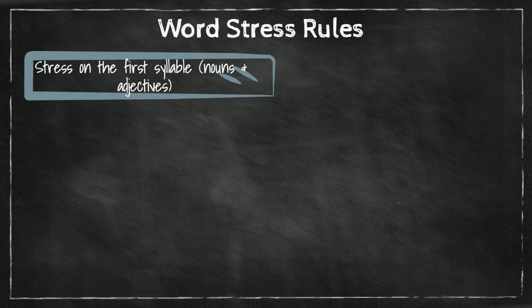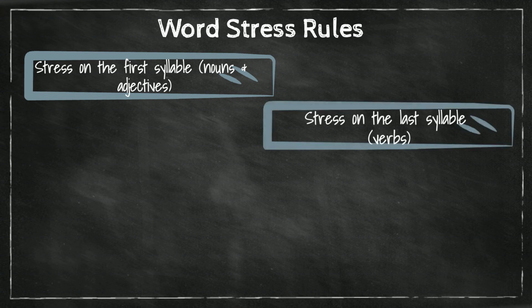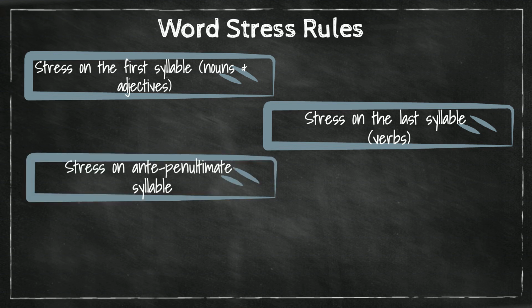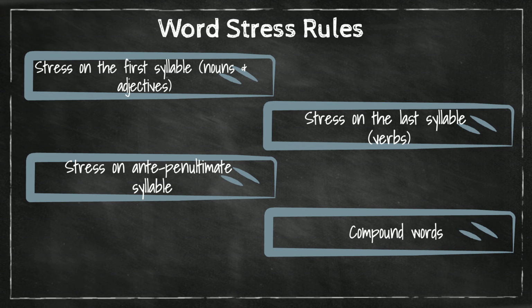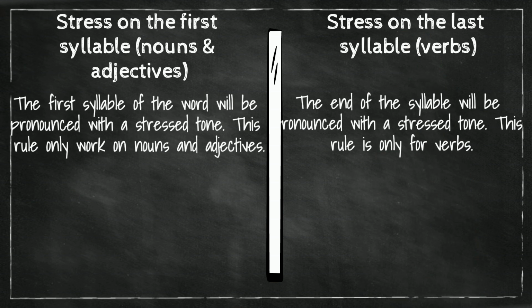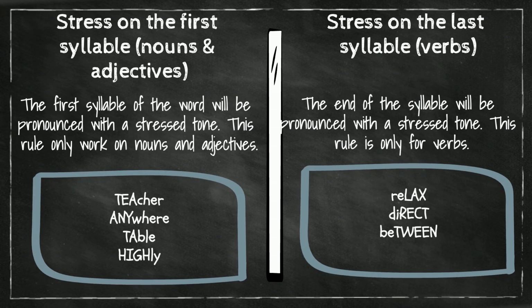Word stress rules. There are 4 word stress rules. The first one is stress on the first syllable for nouns and adjectives. Secondly, we have stress on the last syllable for verbs. Third, we have stress on the antepenultimate syllable. And lastly, we have compound words. Let's go through the word stress rules.